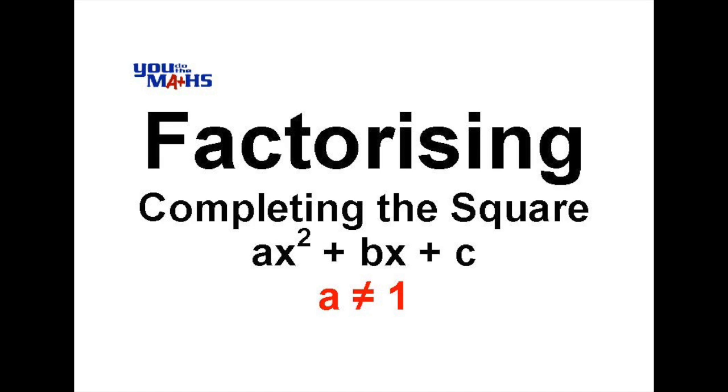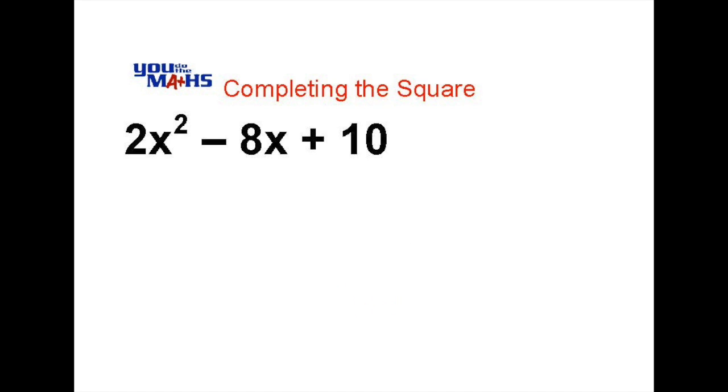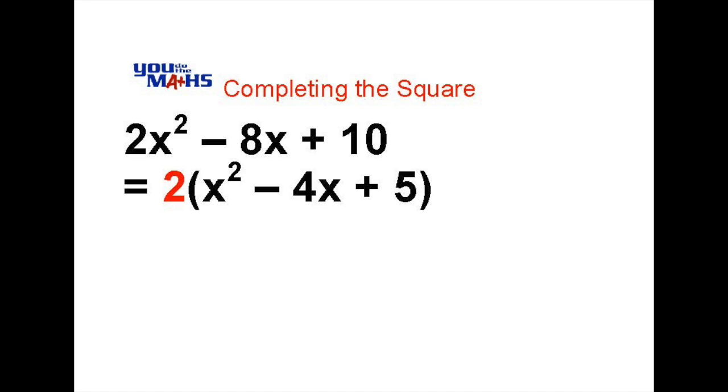In this example, we're asked to complete the square with an expression where the coefficient of x squared is not equal to 1. So our example is 2x squared minus 8x plus 10. And the first thing we do is factor out the coefficient of the x squared, in this case the 2. And we're left inside with x squared minus 4x plus 5.